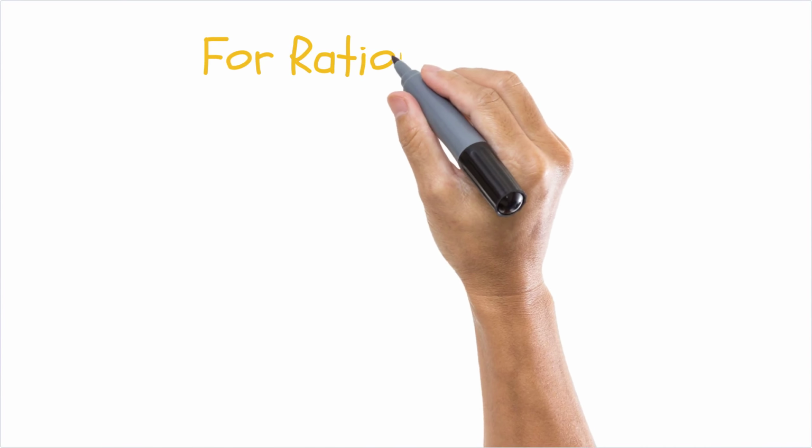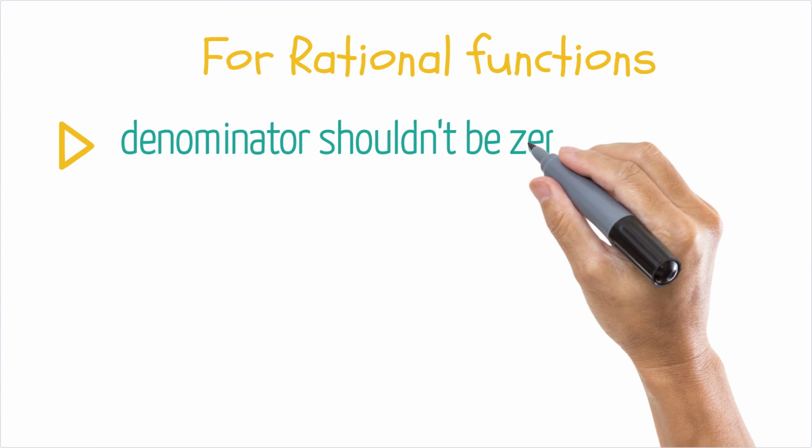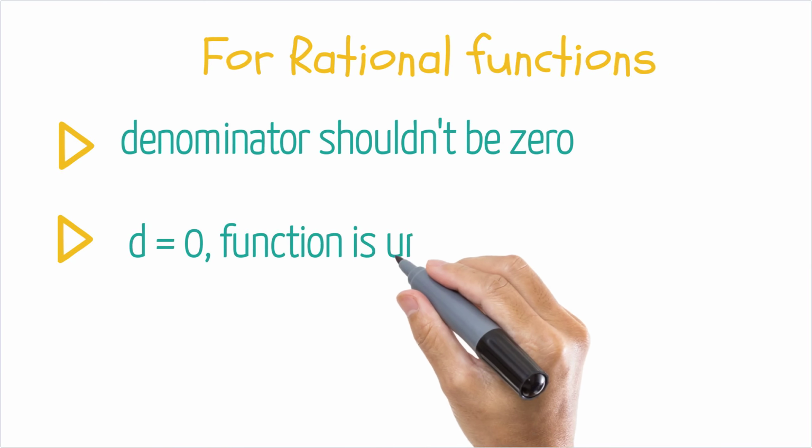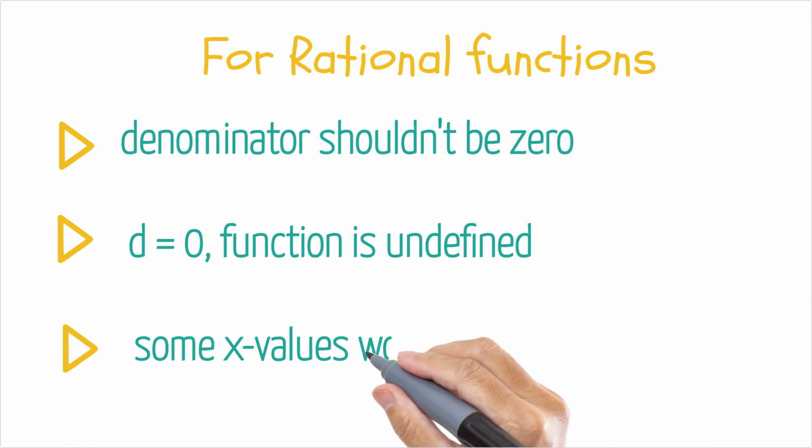For rational functions, the denominator shouldn't be 0. If the denominator equals 0, the function is undefined. As you can't divide by 0, some x values won't work.